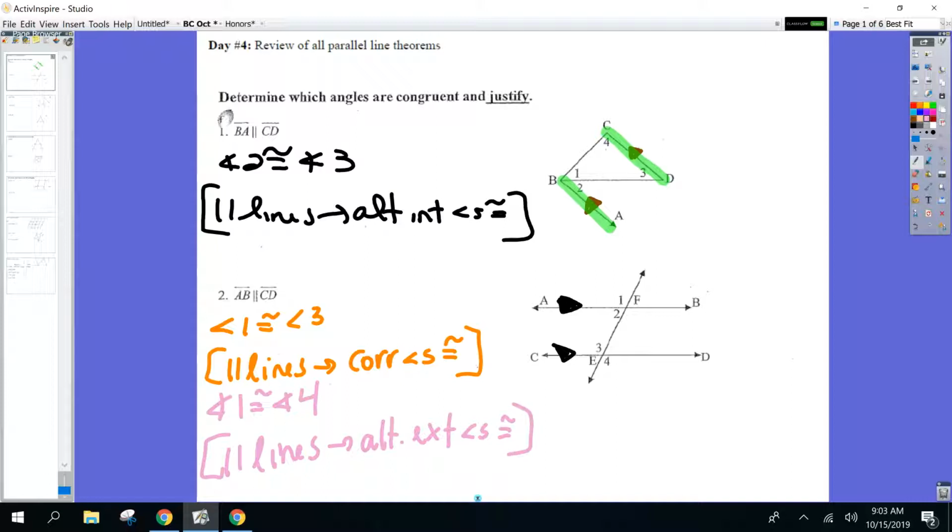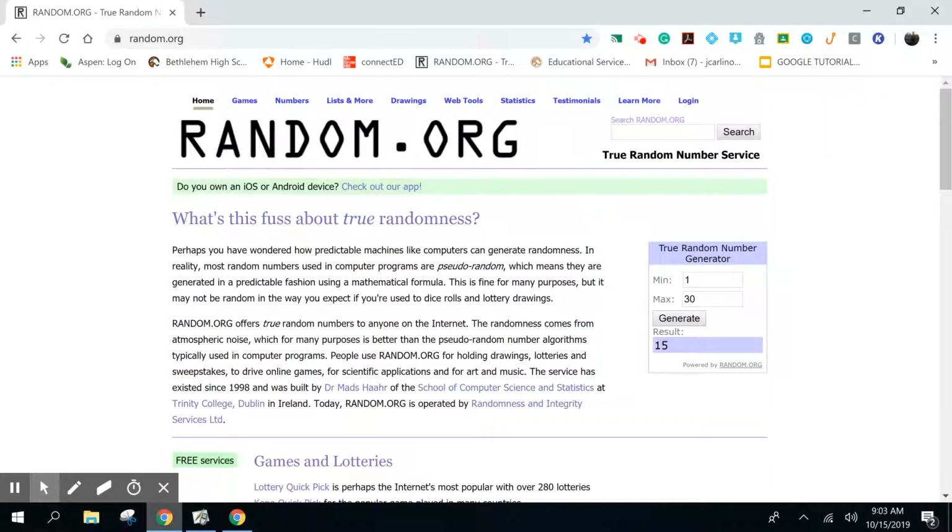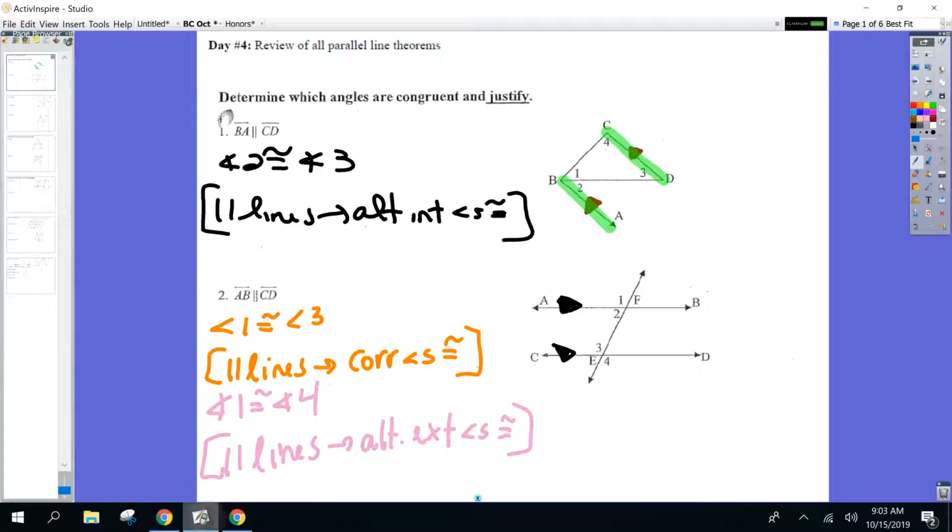No, we're not done. Don't focus on the parallel lines. Angle 3 is congruent to angle 4. Got it.